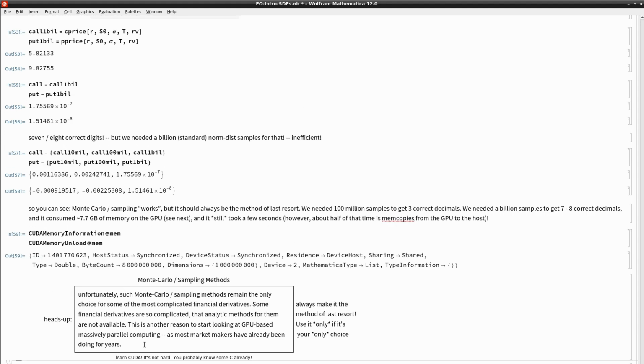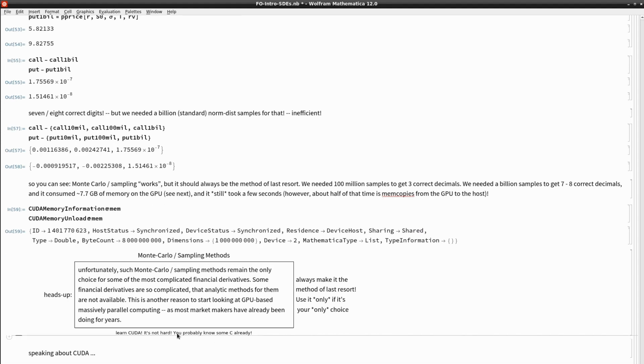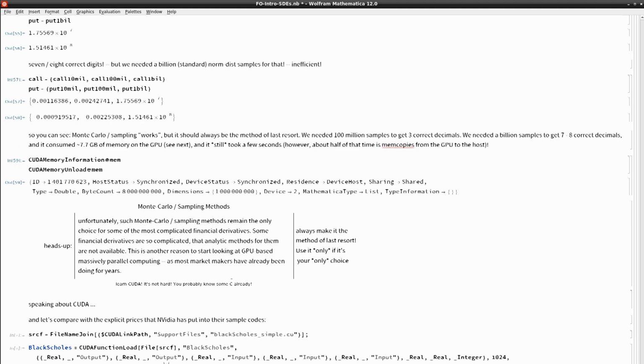And I'm pointing out that CUDA is really not all that hard. As you watch this class, you probably know some C already, so it shouldn't be too hard for you to learn CUDA and program it. But definitely make Monte-Carlo the method of last resort. If it's the only choice, then certainly use it, but use it only if it is your only choice. Okay?